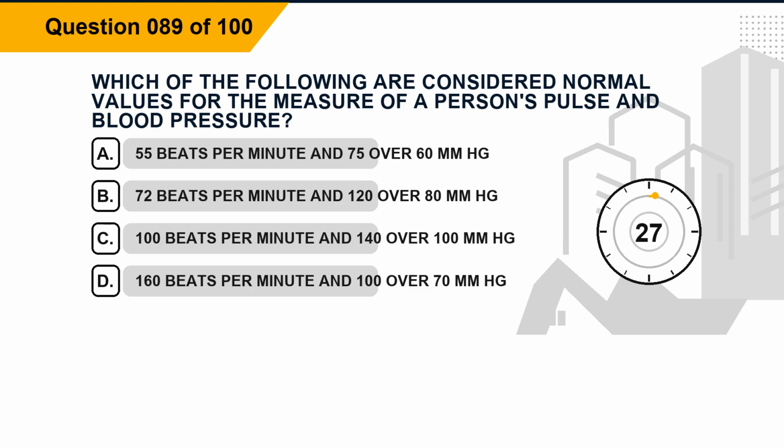Question 89. Which of the following are considered normal values for the measure of a person's pulse and blood pressure? Option A.